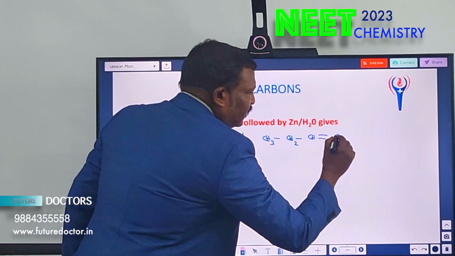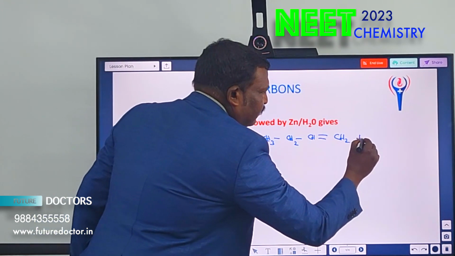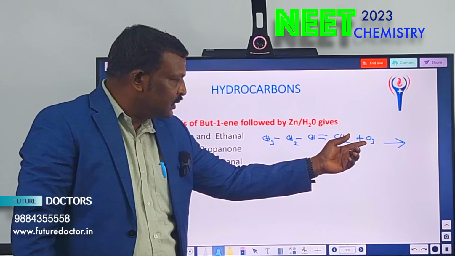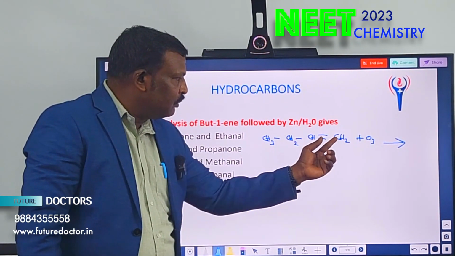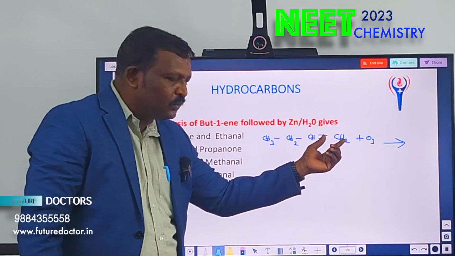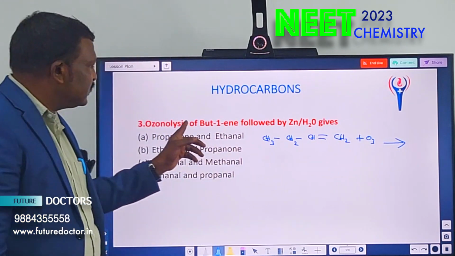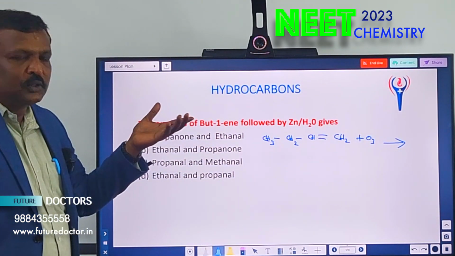CH will come. Understood? Then here also CH2 will come. If it undergoes ozonolysis, you know that O3 has 3 oxygens. This always goes to the compound where the double bond is present. If the double bond is present between the 2 carbons, then only the ozone molecule is going to add in between these 2 carbons. So ozonolysis is a process to locate the position of the double bond.